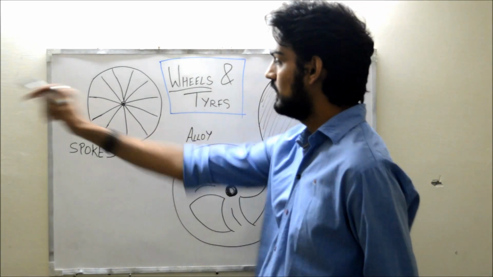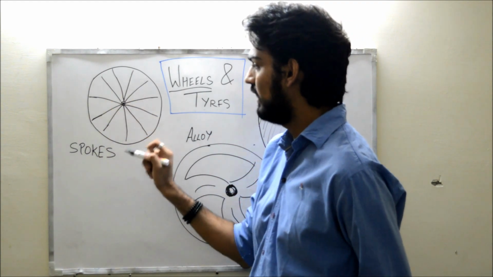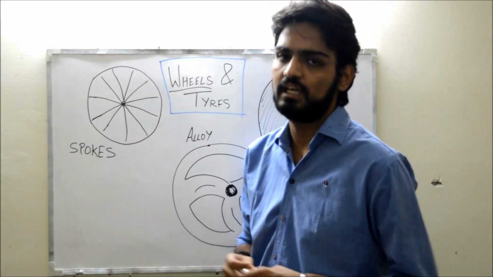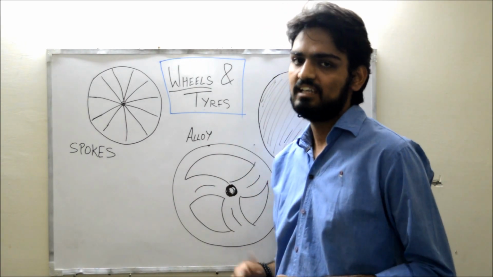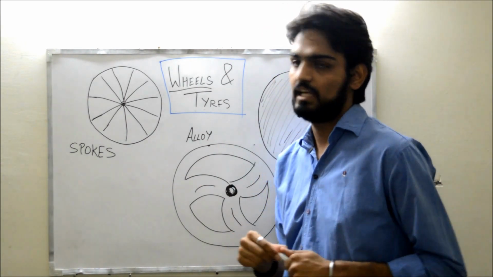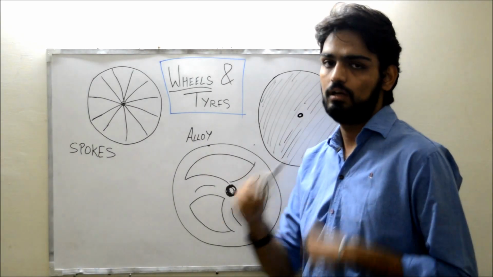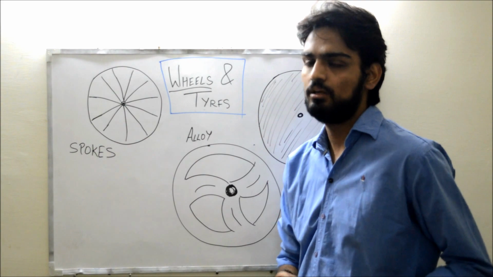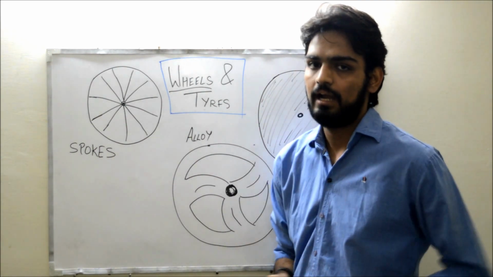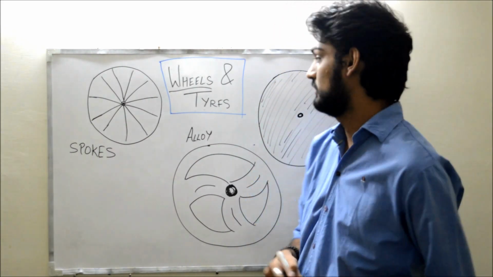Now spoke wheels are, as you can see, wheels with spokes in them, and they are mostly used in normal cycles. They are lightweight compared to alloy and disc, so the cyclist has to put in less effort in moving his cycle. Now this is an alloy wheel. An alloy wheel is made of alloy and has more strength than any other metal, so they are more ductile and also provide a fancy look to automobiles.